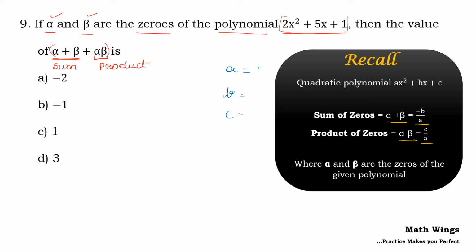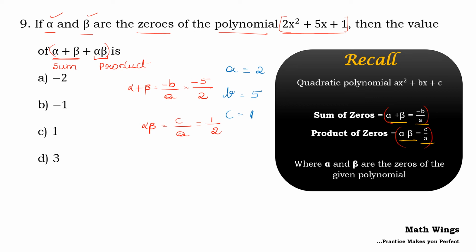Value of a is equal to 2, value of b is equal to 5 and value of c is equal to 1. So let us just apply this here for the sum of zeros and product of zeros. Therefore, alpha plus beta, which is equal to minus b by a, that is equal to minus 5 by 2, as well as alpha beta, that is equal to c by a, that is equal to 1 by 2 here.